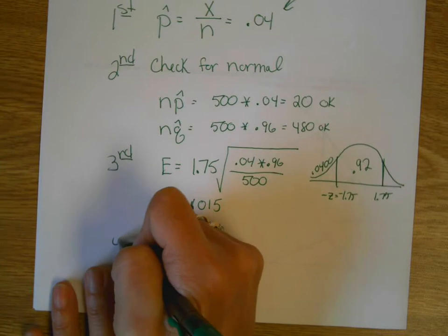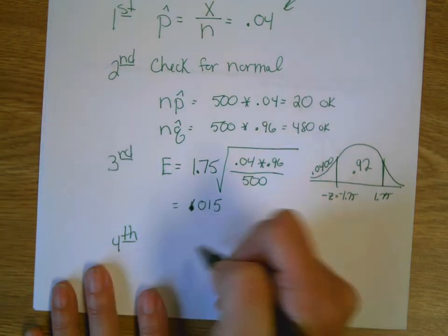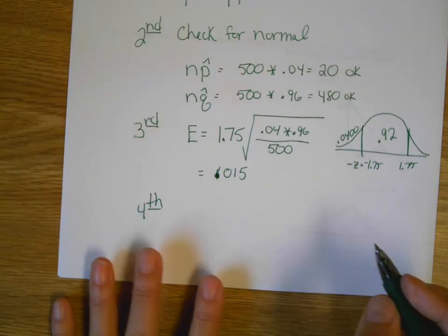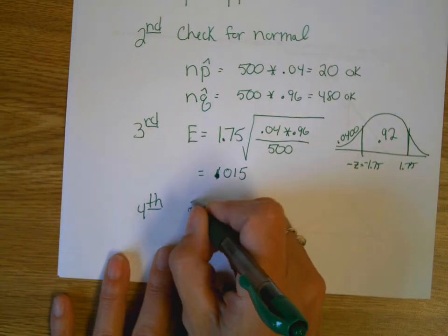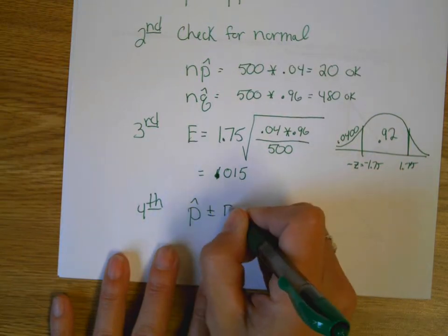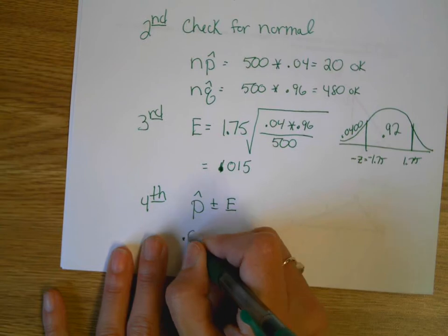So then we're ready for our interval. Our interval will be p hat plus and minus big E, which is 0.04 plus and minus the max error.